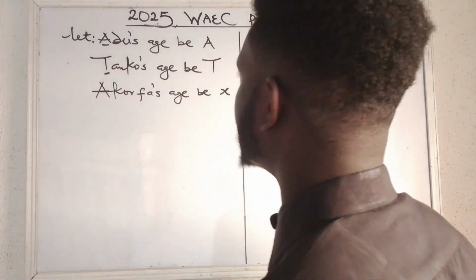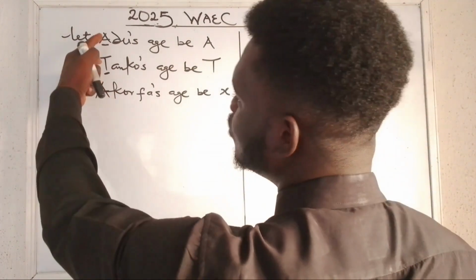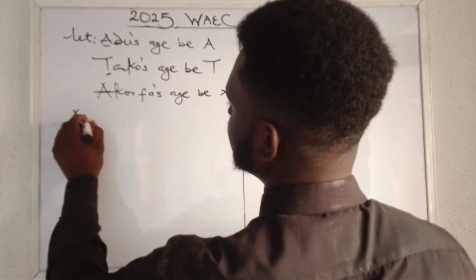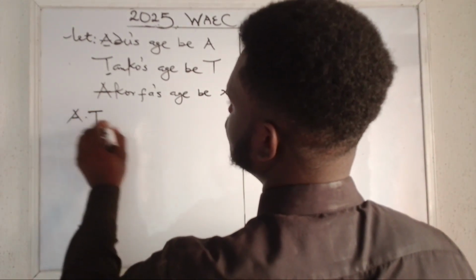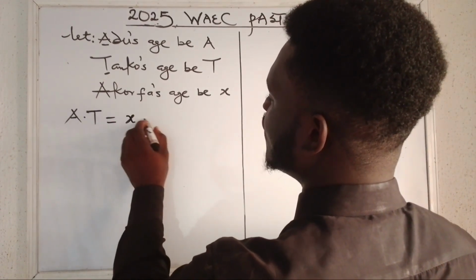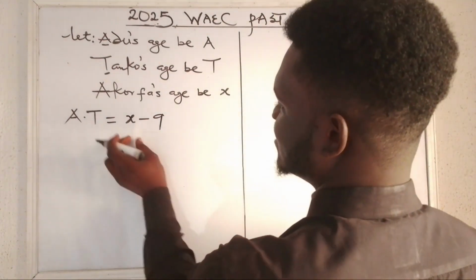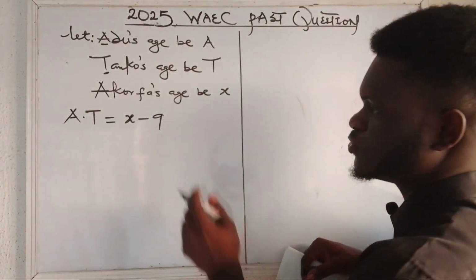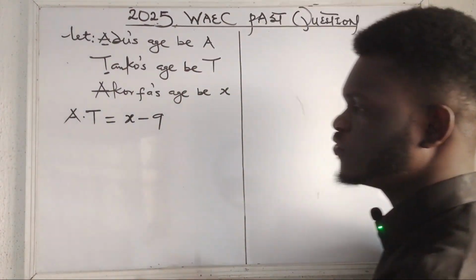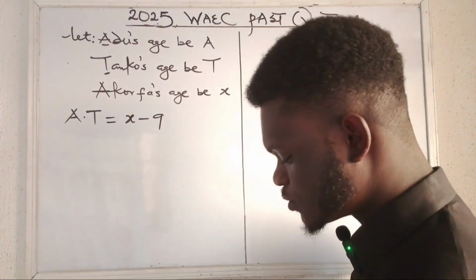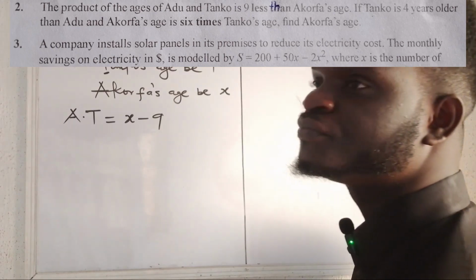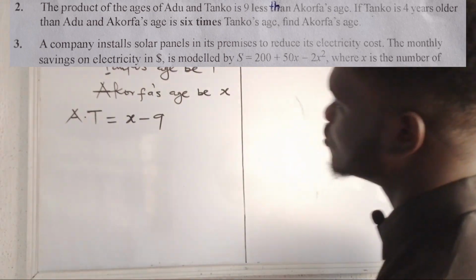So now let's see what we can do quickly with this question. How are we going to solve for that? The question reads, the product of Adu and Tanko's ages, A times T, is 9 less than Akofa's. So 9 less than Akofa's age, so X minus 9. This was one assertion that we can get from the statement, and there was a full stop there. So this is a complete equation.